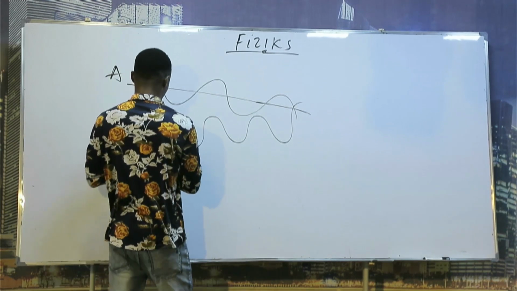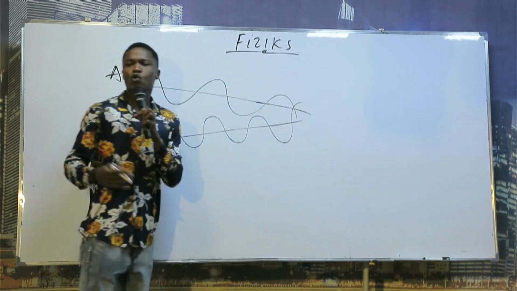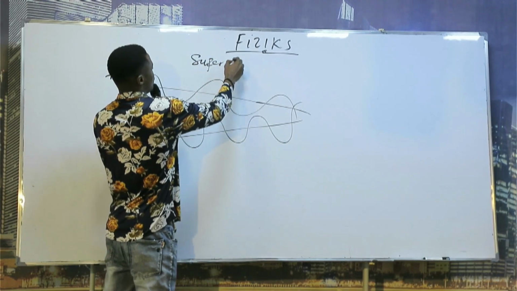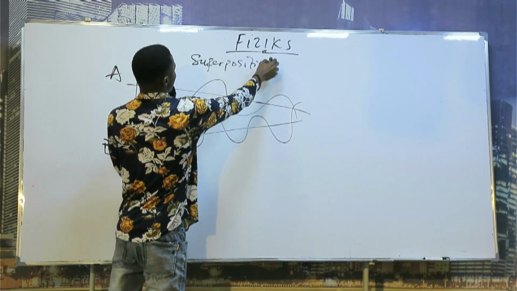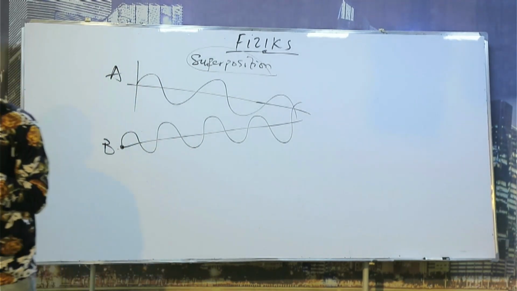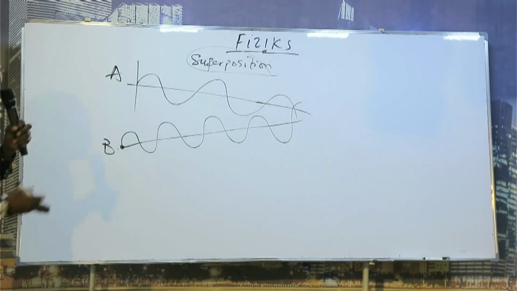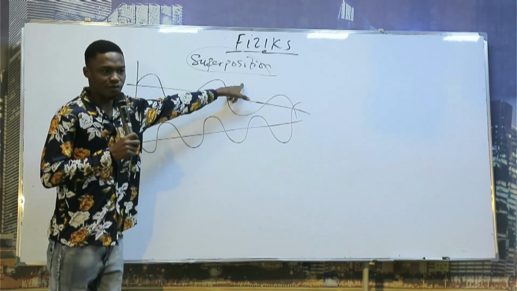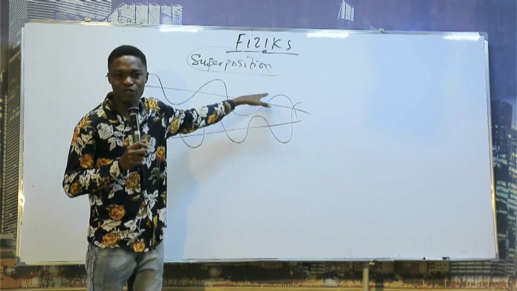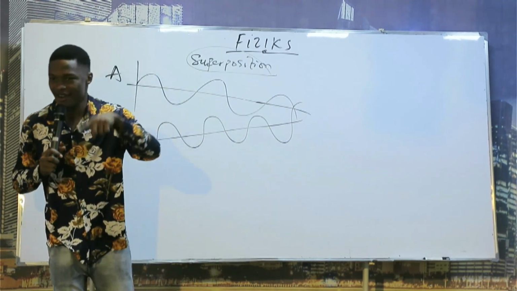So this is called collision of waves. And whenever two waves collide, we call it superposition. So whenever you hear the word superposition, it means collision of two waves. But remember, this is not what we are talking about. We are not talking about superposition. We are talking about interference.